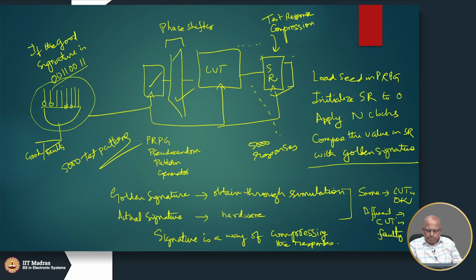All right, when we come back, we will look at multiple input signature register. I have explained to you what a single input signature register is. I took the example of an AND gate, but we can do the same thing with multiple input signature register. So we will do that when we come back.